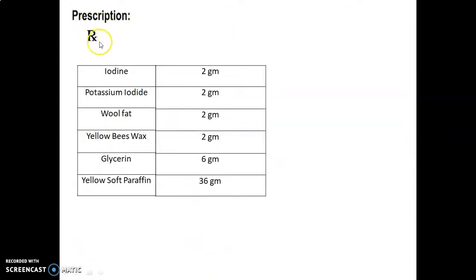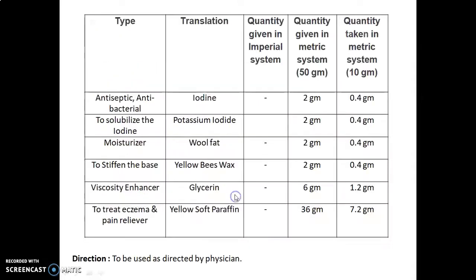Prescription is denoted by the symbol Rx: iodine 2 gram, potassium iodide 2 gram, wool fat 2 gram, yellow beeswax 2 gram, glycerin 6 gram, yellow soft paraffin 36 gram. This is the formula table. Type means the category used or the role of the ingredient. Translation means the name of the ingredient. Quantity given in the imperial system is not given over here, as we don't have the quantities given in Latin terminology. So quantity given in the metric system is for preparing 50 gram. Quantity taken in the metric system is to prepare 10 gram.